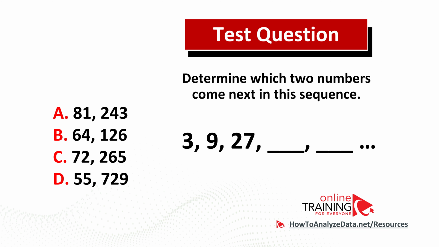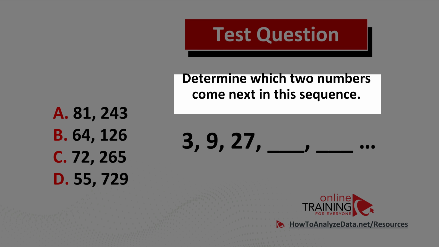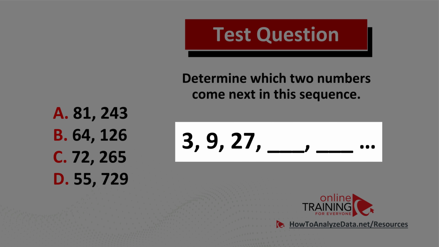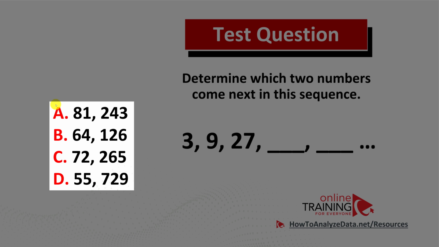Let me share with you an interesting question which tests your reasoning skills. Determine which 2 numbers come next in this sequence. And you have a sequence of numbers: 3, 9, 27, and then 4 different choices for subsequent numbers.